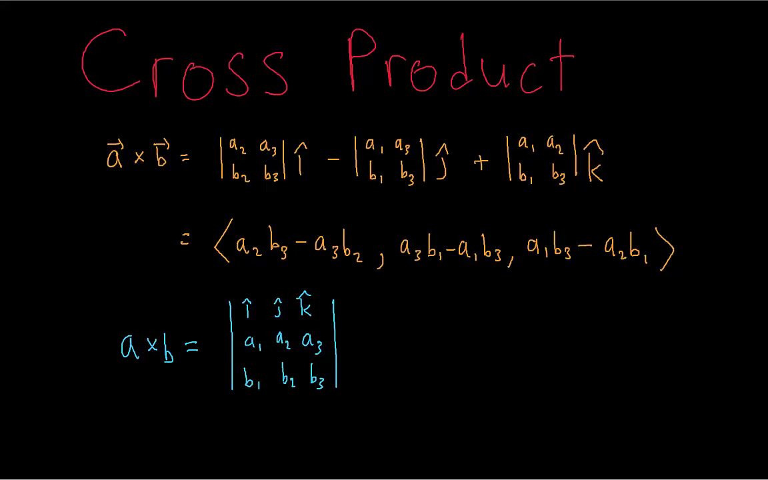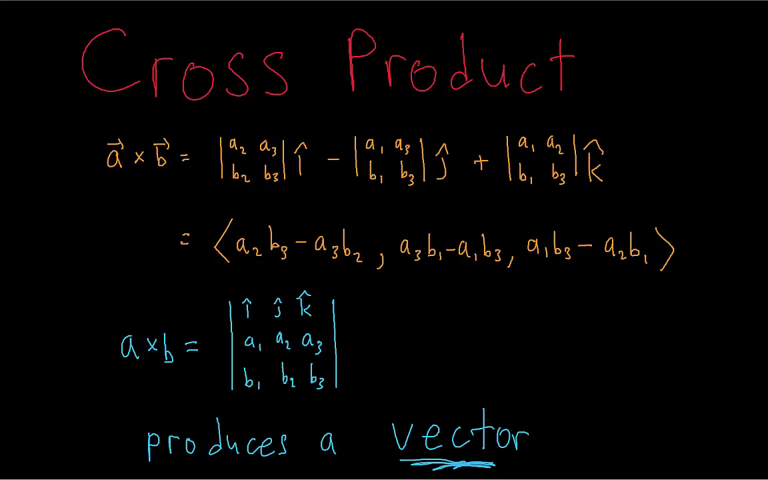However, note that this is not an actual determinant because the i, j, and k are unit vectors, not numbers. In a determinant, you can only have numbers. So this is just something to help you memorize the formula. One difference from the dot product that you should have already noticed is that the cross product produces a vector, because we have these x, y, and z components. While the dot product produces a scalar, the cross product produces a new vector from our two original vectors.